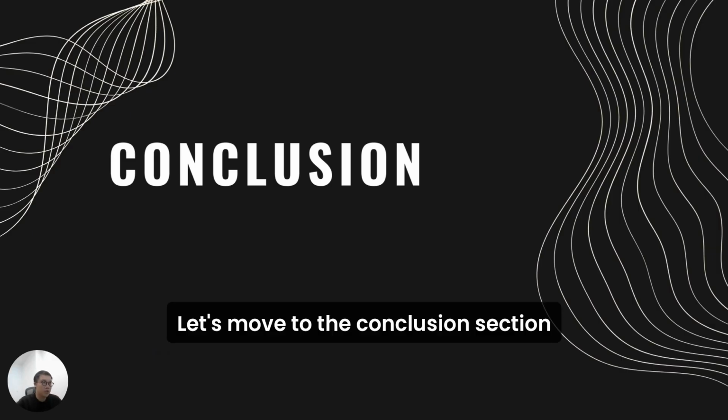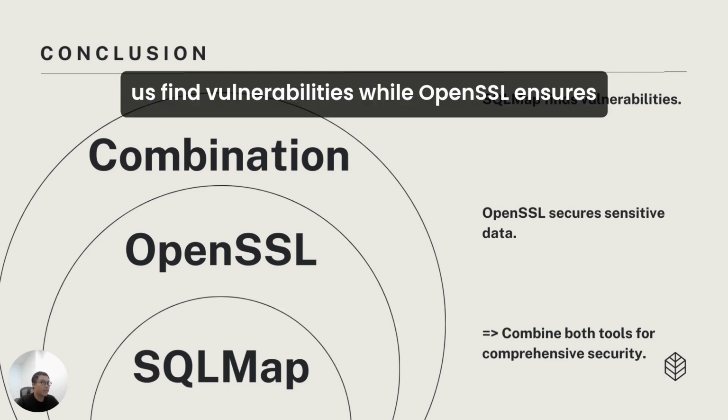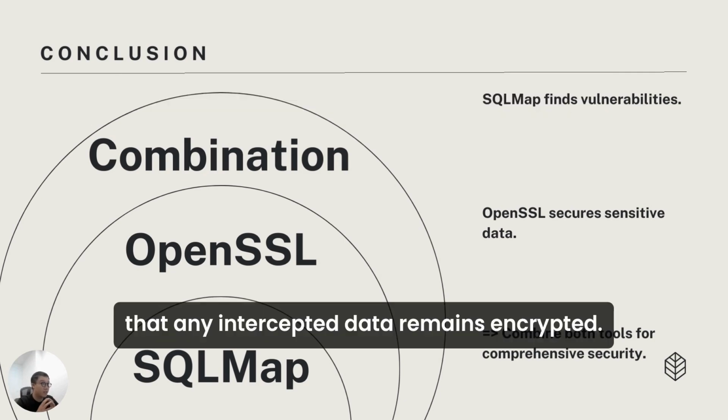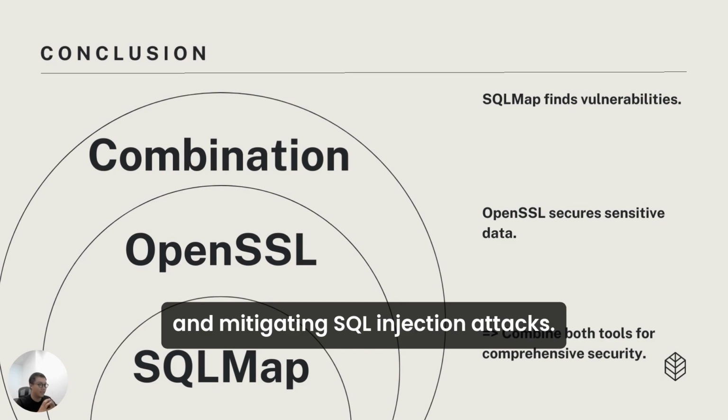Let's move to the conclusion section. To conclude, SQLMap helps find vulnerabilities while OpenSSL ensures that any intercepted data remains encrypted. By combining both tools, we create a robust security layer for preventing and mitigating SQL injection attacks.